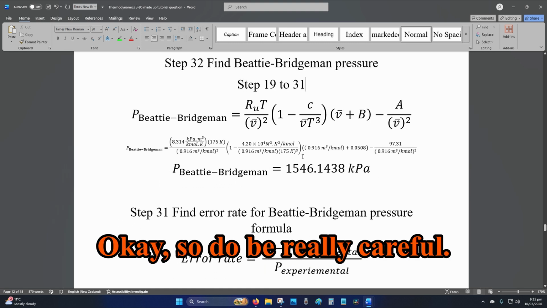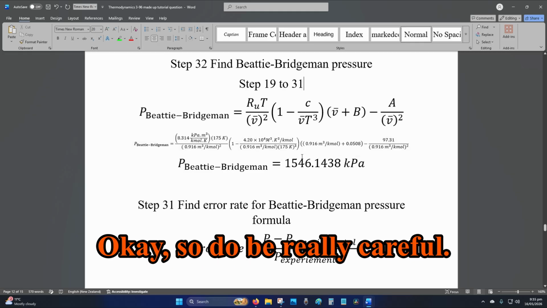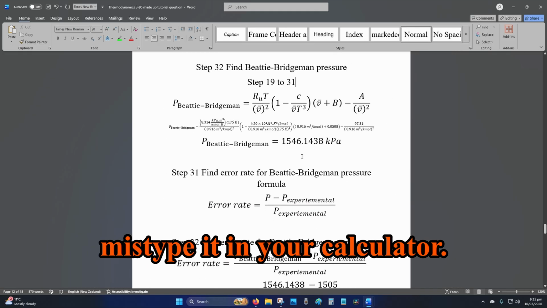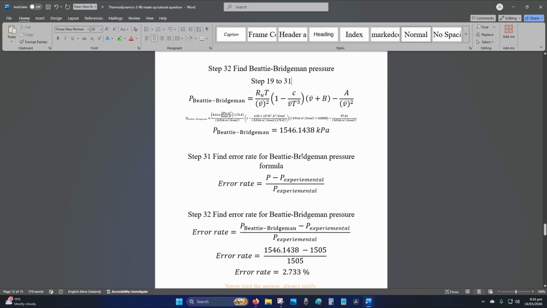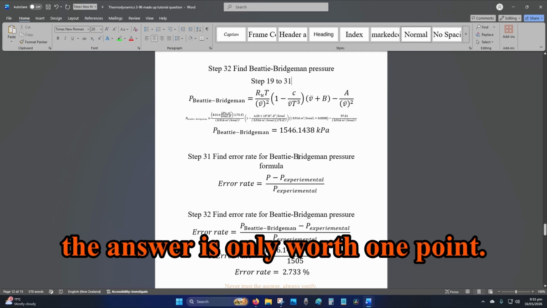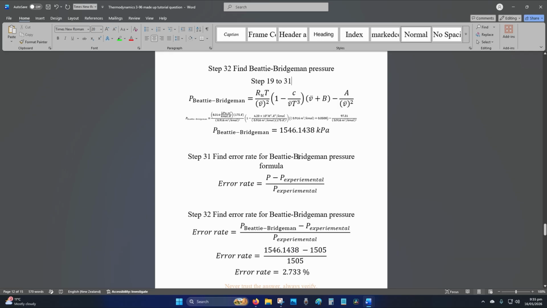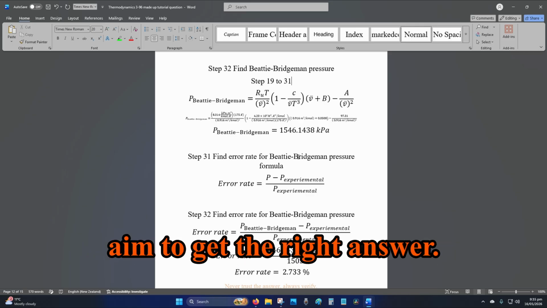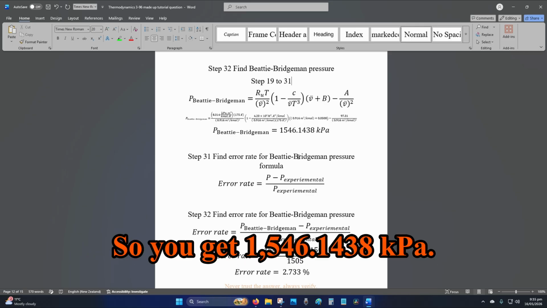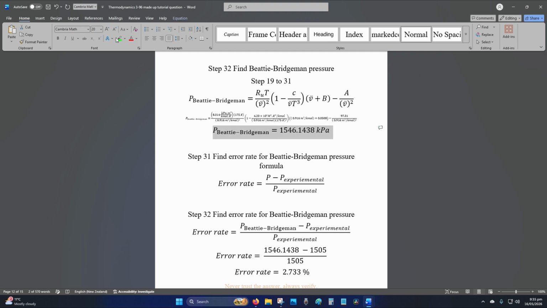Okay, so do be really careful. It's very easy to mistype it in your calculator and you'll get a wrong value, although the answer is only worth 1 point, so regardless, you should always aim to get the right answer. So you get 1546.1438 kPa.